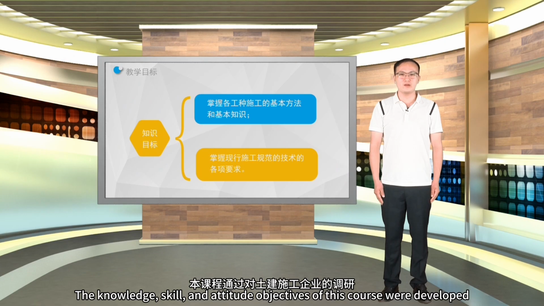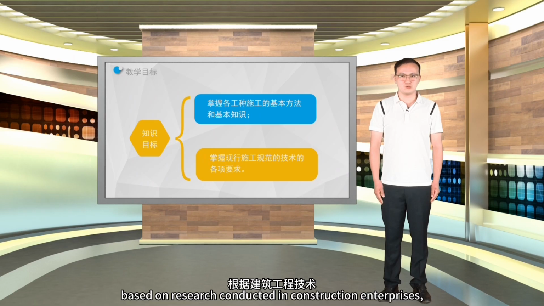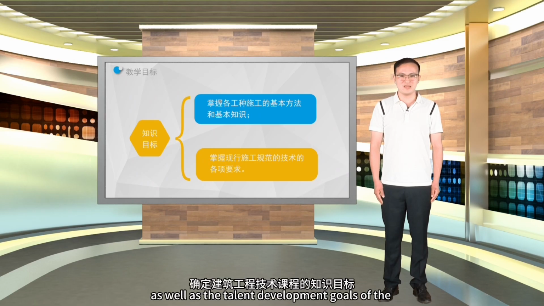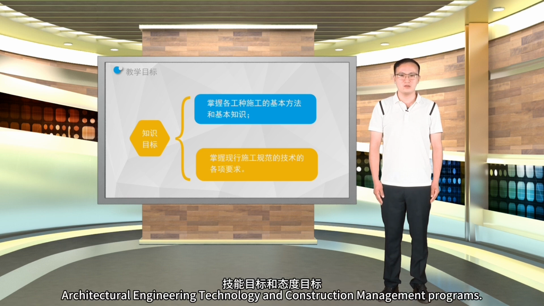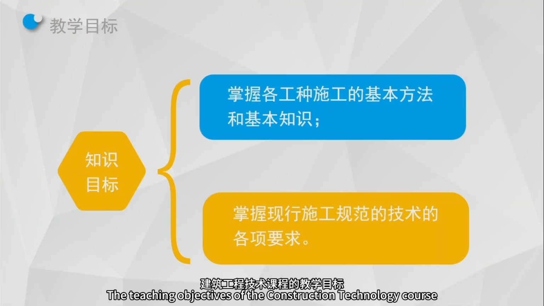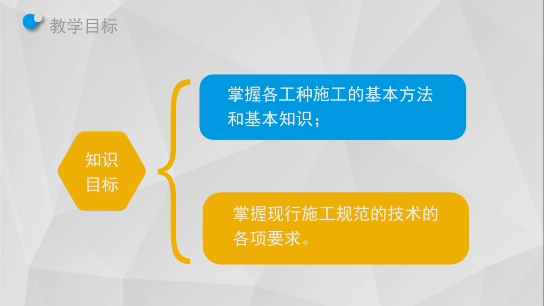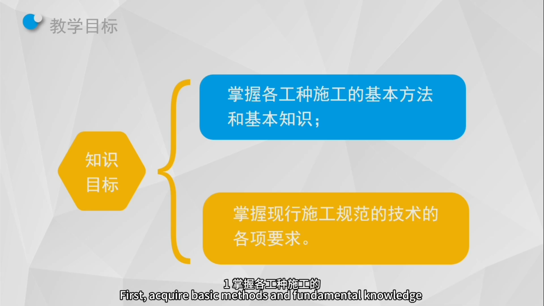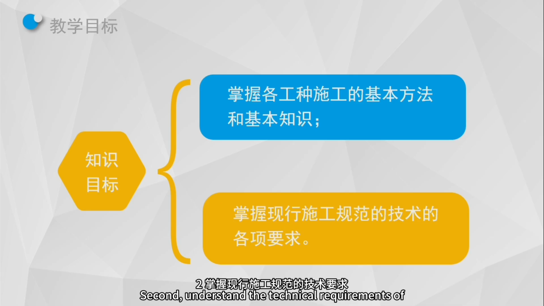The knowledge, skill, and attitude objectives of this course were developed based on research conducted in construction enterprises, as well as the talent development goals of the architectural engineering technology and construction management programs. The teaching objectives of the construction technology course are listed in the table below. Knowledge objectives. First, acquire basic methods and fundamental knowledge of construction trades. Second, understand the technical requirements of current construction codes and specifications.